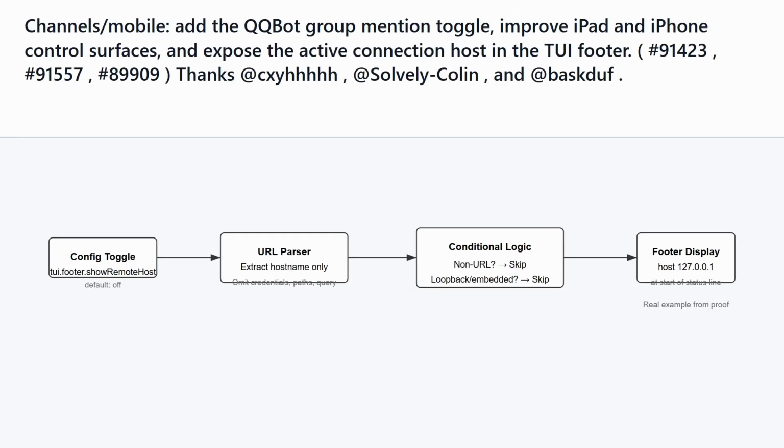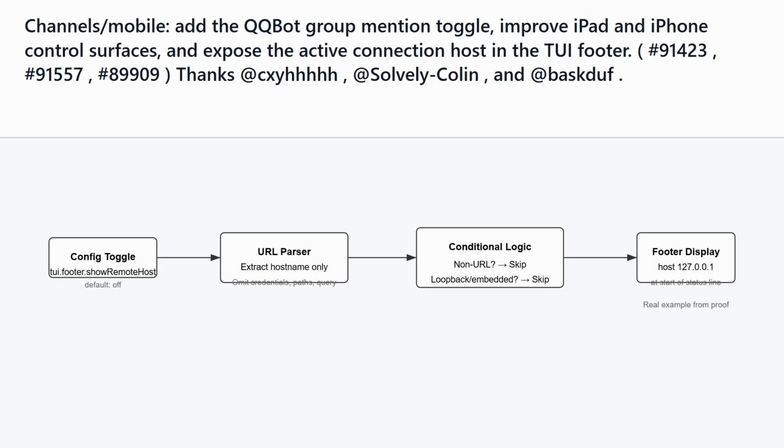The TUI footer now shows the active connection host. When connecting to a gateway via URL, the footer displays the host, hostname, at the start of the status line. The implementation extracts only the hostname portion and omits credentials, paths, or query strings for security. Non-URL local connections skip this field to avoid misleading labels.